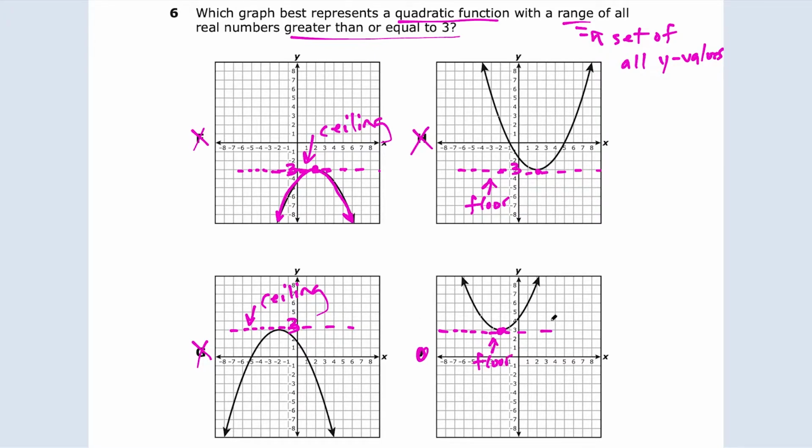This is the bottom of the graph. So every point here is going to be going above y equals 3. And there is a location where the graph is equal to 3, and that's at the vertex. So this is definitely our solution.